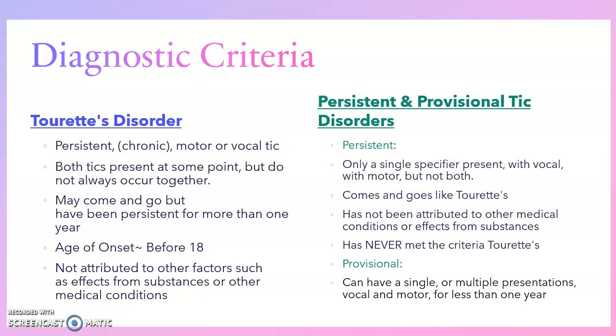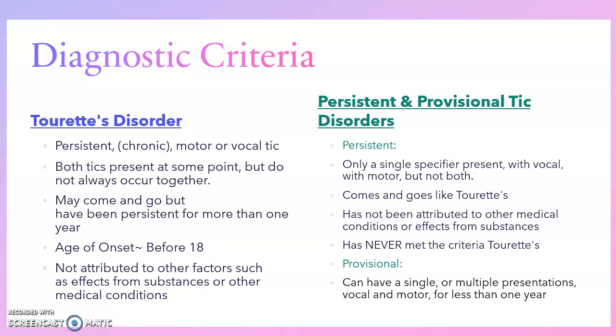So the diagnostic criteria for Tourette's disorder is persistent, chronic motor or vocal tics, with both tics present at some point, but not always occurring together. They may come and go, but have been persistent for more than 1 year. The age of onset is before 18, and they're not attributed to other factors like effects from substances or other medical conditions.